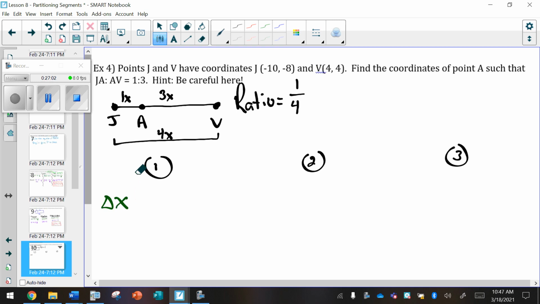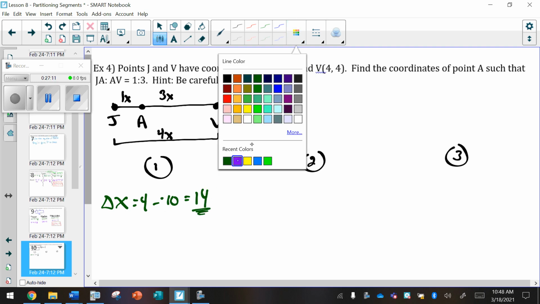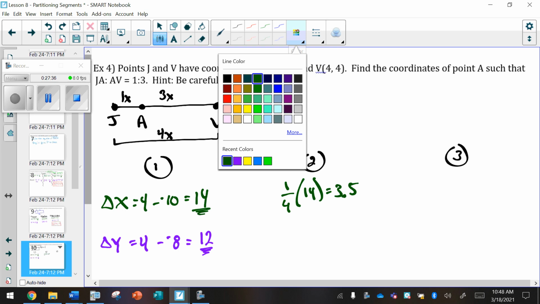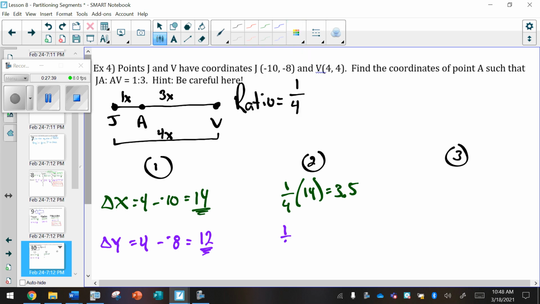Change in x, we do x2 minus x1. So that's 4 minus negative 10, which gives us a horizontal change of 14. And then our vertical change, y2 minus y1, 4 minus negative 8, which becomes 4 plus 8, or 12. Now we're going to take those changes and apply our scale factor, which, remember, was 1/4. 1/4 times 14 is 3.5, so we have to go 3.5 units from point J horizontally. And vertically, 1/4 of 12 is just 3, so we go 3 units vertically.